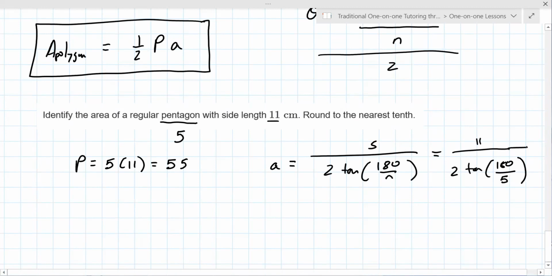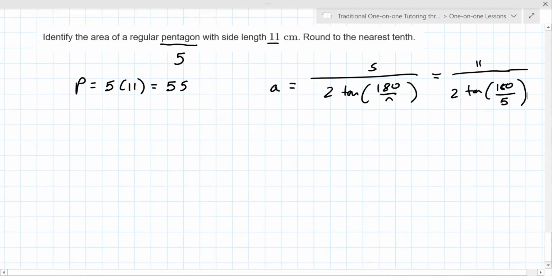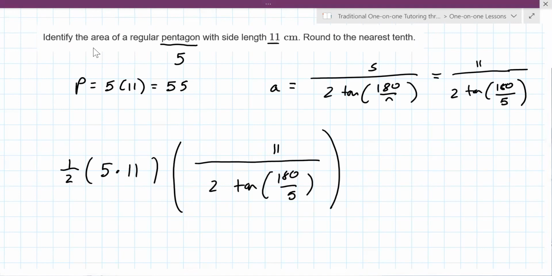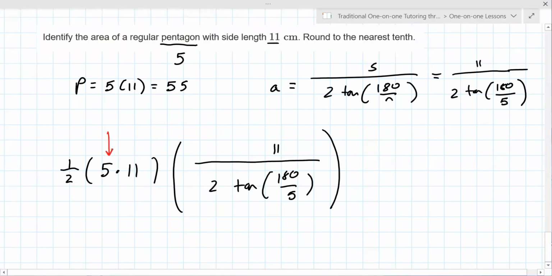Now in your Desmos, here's what you want to do. You want to have a 1/2, parentheses, and you actually want to do 5 times 11, because remember, it'll do that for you. And then another parentheses, you want to have 11 over 2 tangent 180 over 5. I'll show you why in a moment. This is the power of using this calculator, because in the next problem, we're going to change this number, this number, this number, and that number, and nothing else.